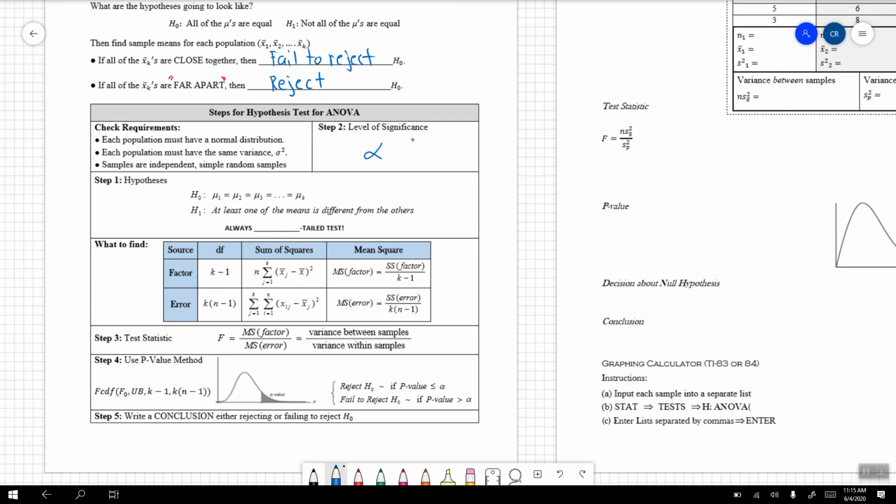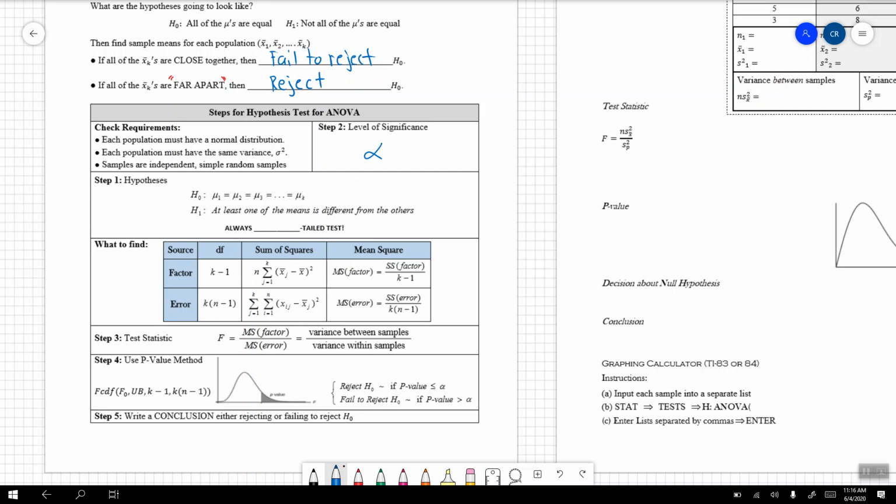Step 2, level of significance. We're going to be using alpha. And remember, alpha is oftentimes given to us, saying, hey, I want you to test this hypothesis at this level of significance. If it is not given, once again, we always default to using 0.05.